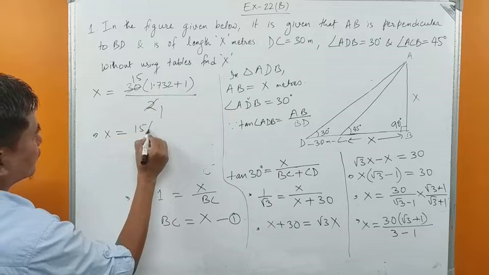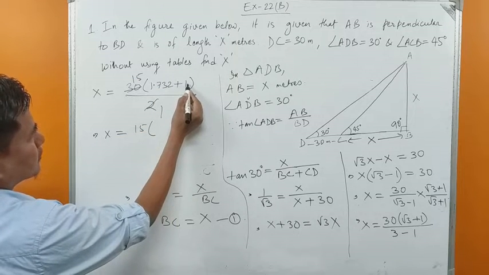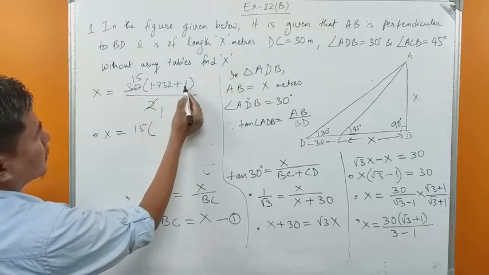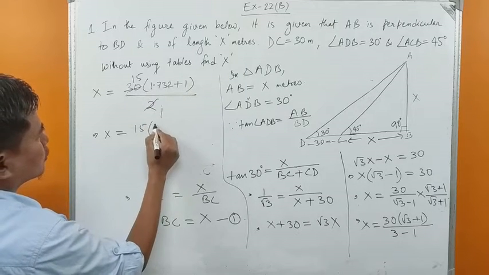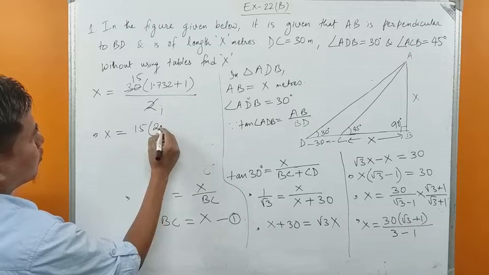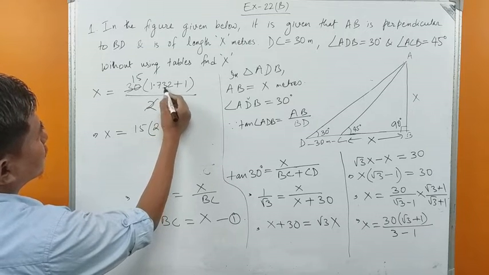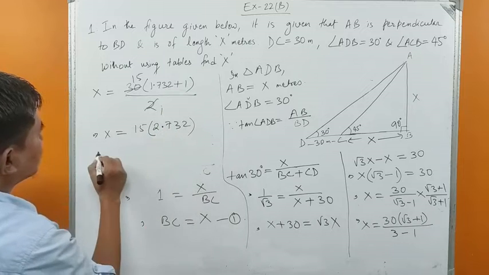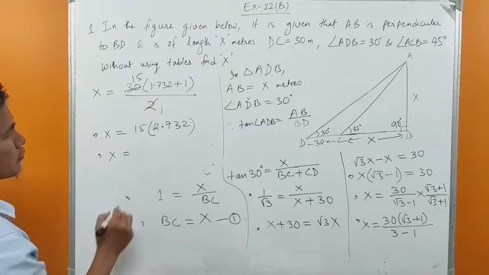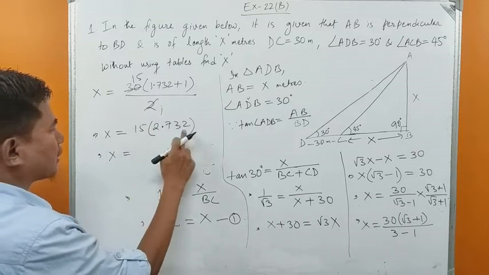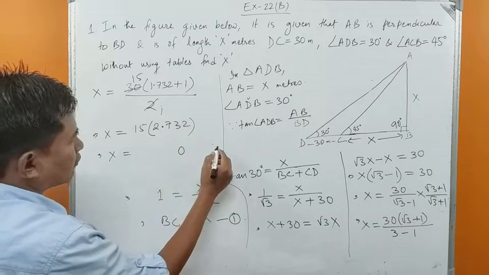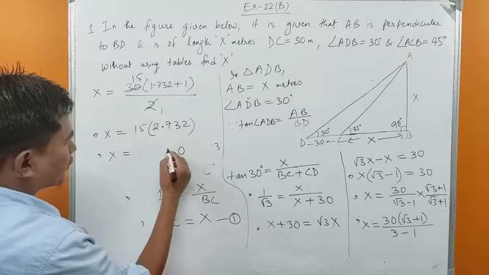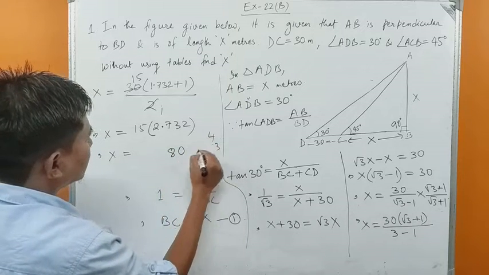So 15 into 1. This 1 is before the decimal point, so we must add it with the number before the decimal point. So 1 plus 1 is 2 point. After the decimal point we have 732, isn't it? So we multiply this and the value of x will be that. 15 2s are 30, 0. We write 3 in hand. 15 3s are 45, 45 plus 3 is 48. So 8, 4 in hand.